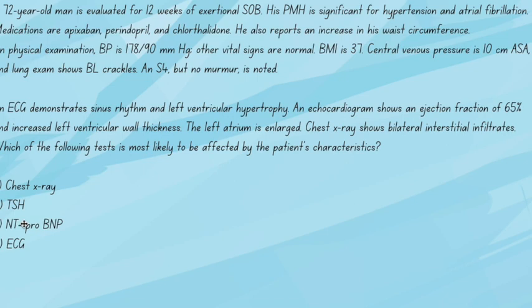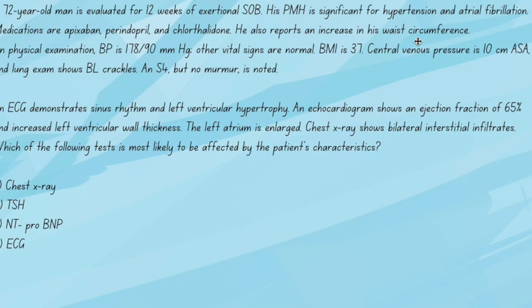A 72-year-old man is evaluated for a 12 weeks history of exertional shortness of breath. Exertional shortness of breath could be the lung, it could be the heart, it could be the blood. His past medical history is significant for hypertension and atrial fibrillation. His medications are apixaban, perindopril, chlortalidone. Apixaban for AFib, perindopril and chlortalidone for hypertension. That makes sense. He also reports an increase in his waist circumference. Exertional shortness of breath, increase in waist circumference. I'm thinking about fluid overload.